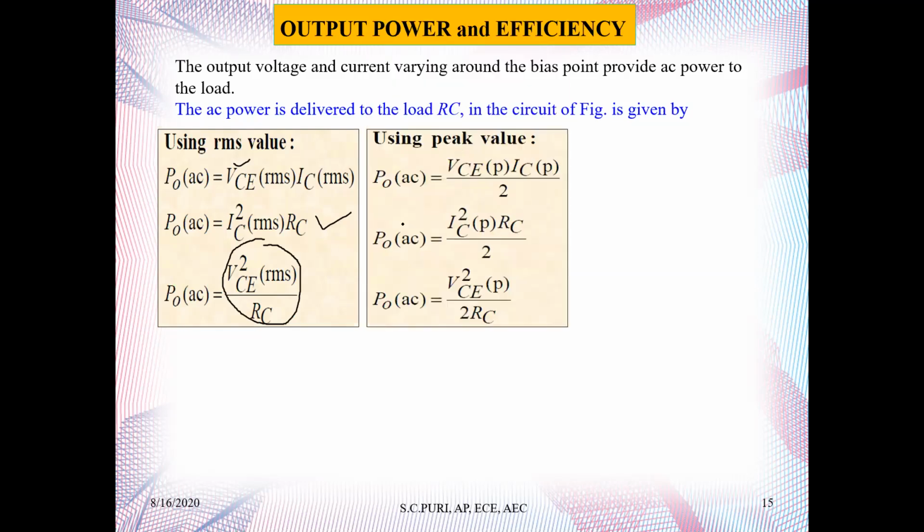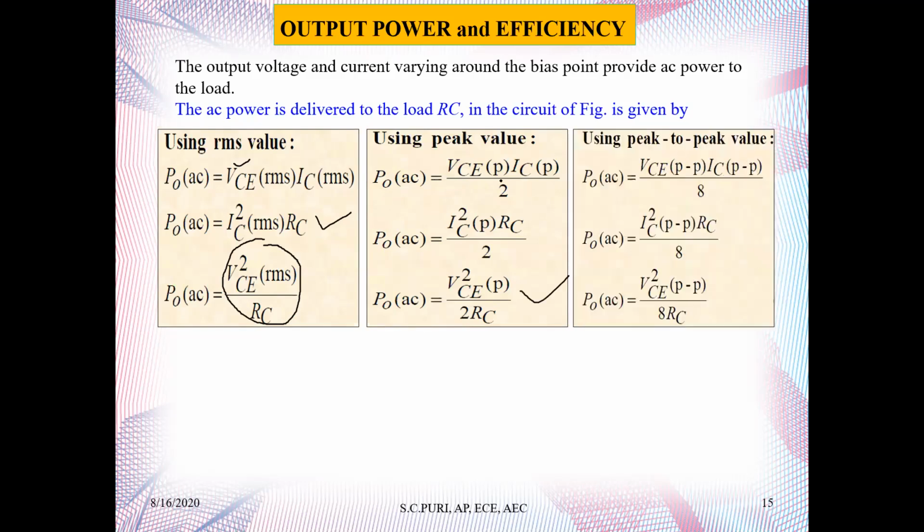Using peak value, we get VCE IC by 2. Again equating, we get IC square RC by 2. So finally we get VC square by 2 RC. This is the peak value. Using peak to peak value, what will we get? We will get VC square peak to peak divided by 8 RC. So this is the AC power delivered to the load RC.